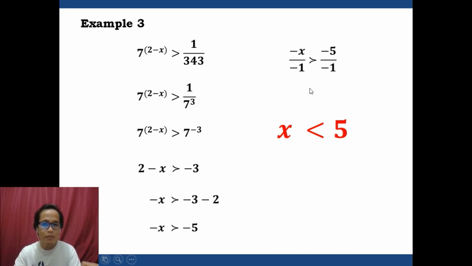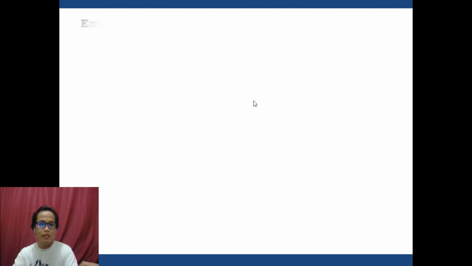Okay, so ayaw kalimti ha. Basta mag-divide gani ka og negative, basta inequality, always change the symbol from greater than to less than or from less than to greater than. Okay, let's proceed.